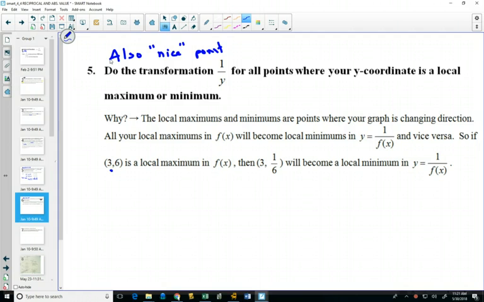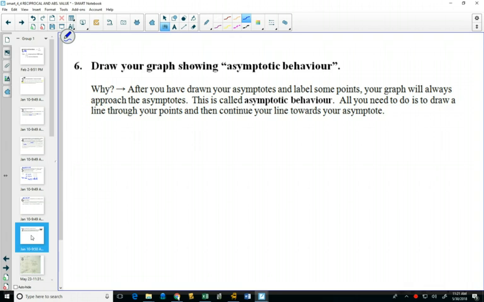But one of the things that we'll notice is that if you had a maximum in a certain area of your graph, it will become a minimum in another area of your graph, in the reciprocal graph. So we'll see what that looks like when we do some examples. And finally, once you've got a bunch of points, you've already done this in your rational functions unit. You can draw your graph towards your asymptotes. You've got a bunch of points, and you can just finish by showing the asymptotic behavior.